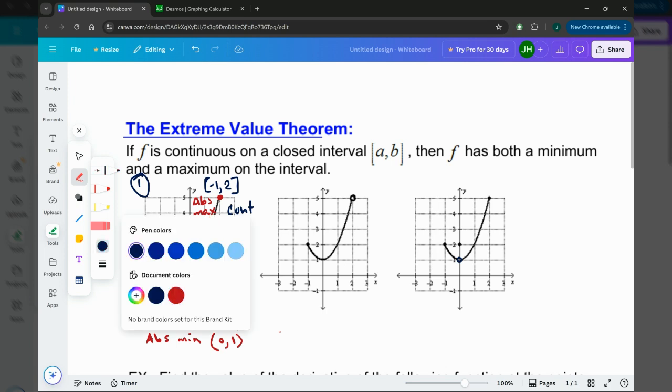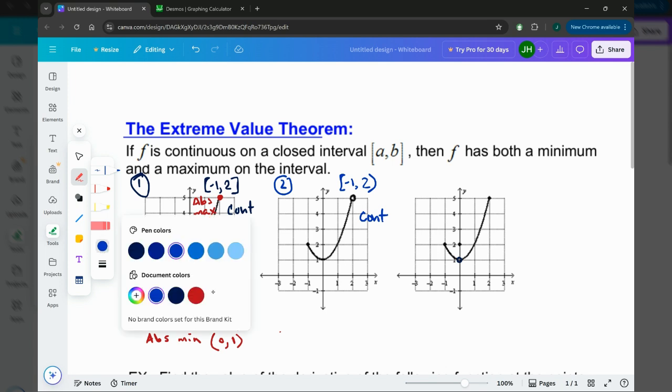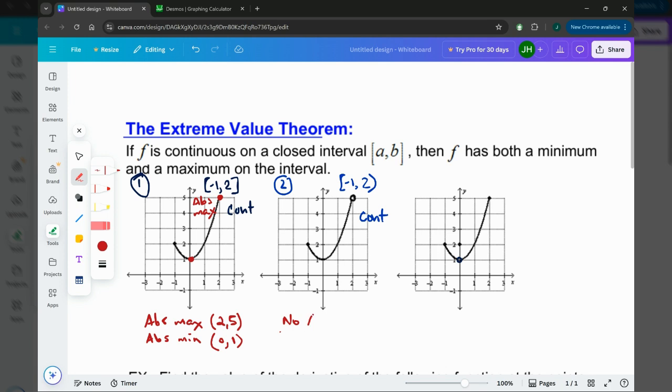The next graph, graph number 2 here, first of all, this is not a closed interval. It is closed at -1, but it is not closed at x equals 2. This is an open interval. So the extreme value theorem here doesn't apply. Now, on that interval from -1 to 2, it is continuous. Okay? But does this graph have an absolute maximum? The answer to that is no. This graph does not have an absolute maximum.